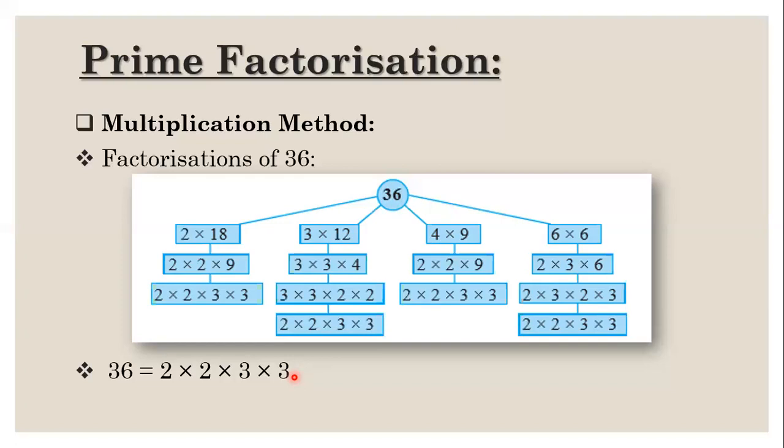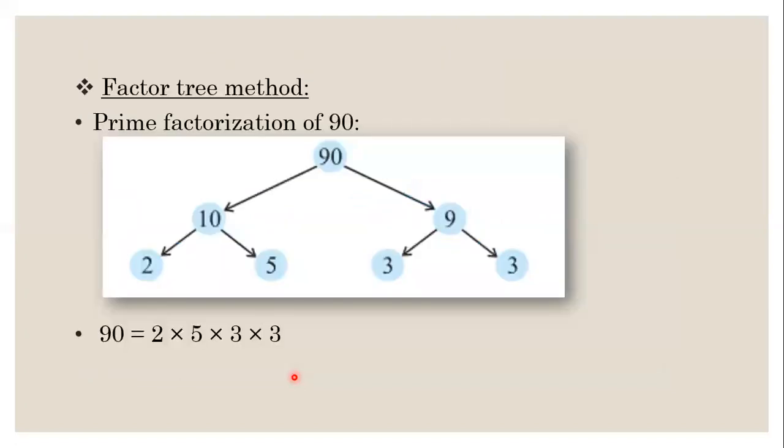And now we will see another method, that is the factor tree method. I have taken 90. 90 can be written as the multiple of 9 into 10. 9 tens are 90. And also we can write it as 15 into 6 or 3 into 30 or 2 into 45. Anyway we can take, and I have taken 10 into 9.